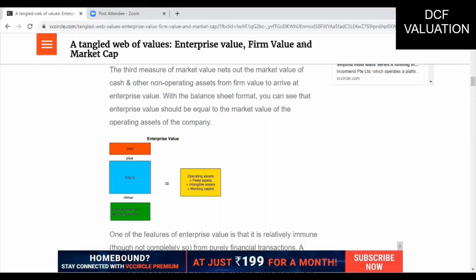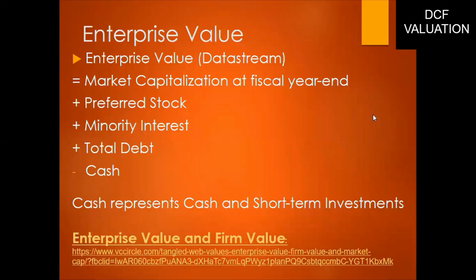Okay? So let's go back to our slides. Based on that article, which you could also view using this link, enterprise value is different from firm value. Okay. But just be careful with the terminologies.